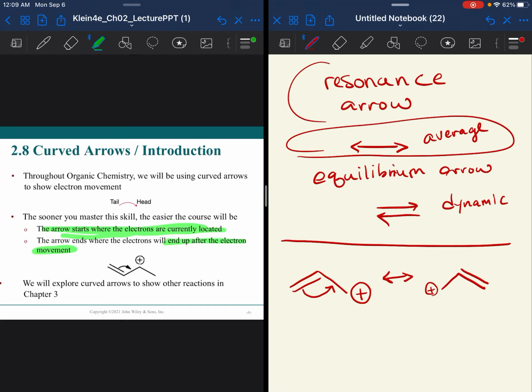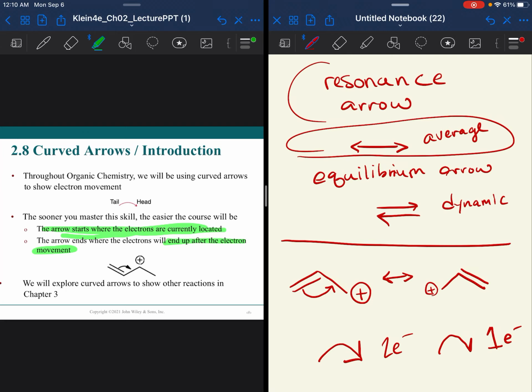Another thing that's important about the arrow is that a double barbed arrow shows 2 electrons moving. And especially when we get to chapter 10 and talk about radicals, a single barbed arrow represents 1 electron. Now, this will be important mostly in your lab reports where you actually draw things for me.